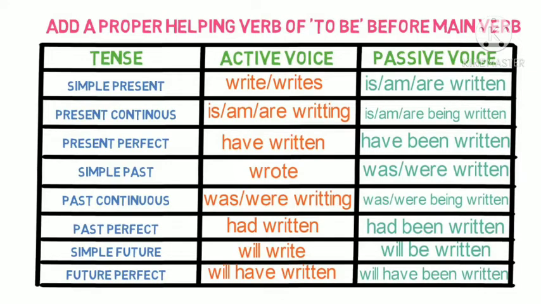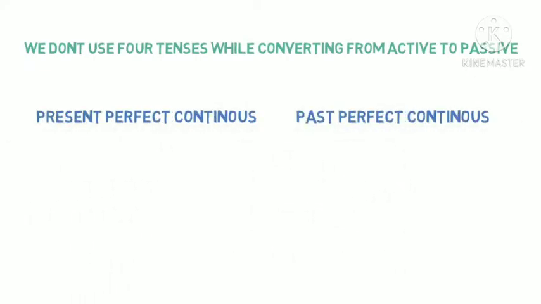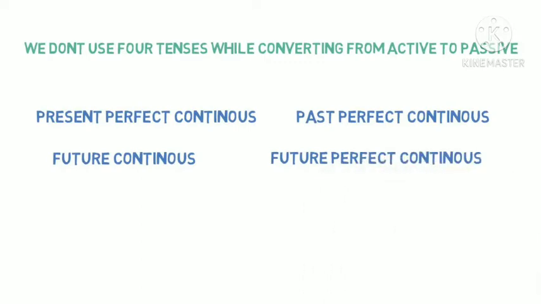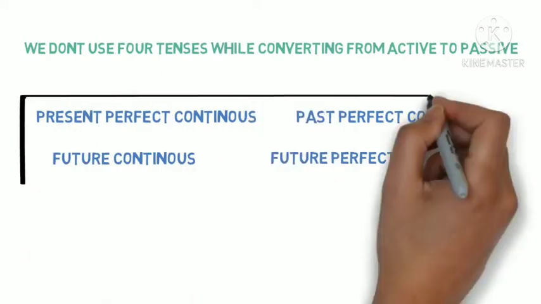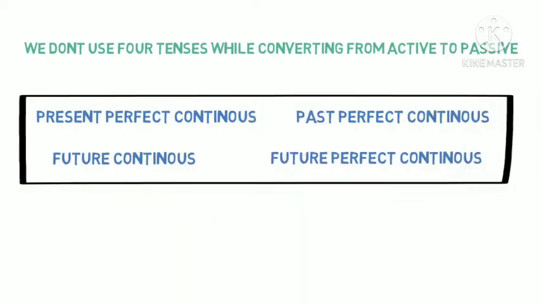So guys, you should know the changes in active voice and passive voice in each tense. We do not use four tenses while converting from active to passive, that is present perfect continuous, past perfect continuous, future continuous, and future perfect continuous. In English grammar, we do not use sentences in these four tenses to convert to passive voice, as it is not grammatically correct. Guys, next let's look at the changes in each tense.